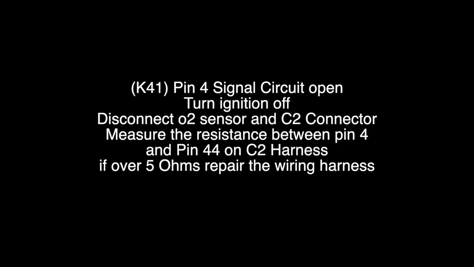For the next two final tests, K41 pin 4 signal circuit open: turn ignition off, disconnect the O2 sensor and C2 connector. Measure the resistance between pin 4 and pin 44 on the C2 harness. If over 5 ohms, repair the wiring harness. And if it's not over 5 ohms, we're going to go on to the next test.